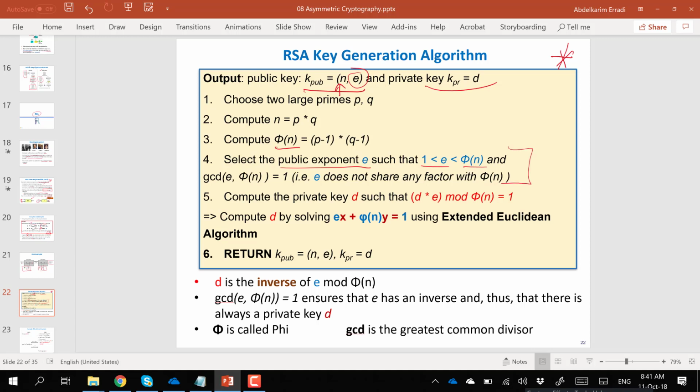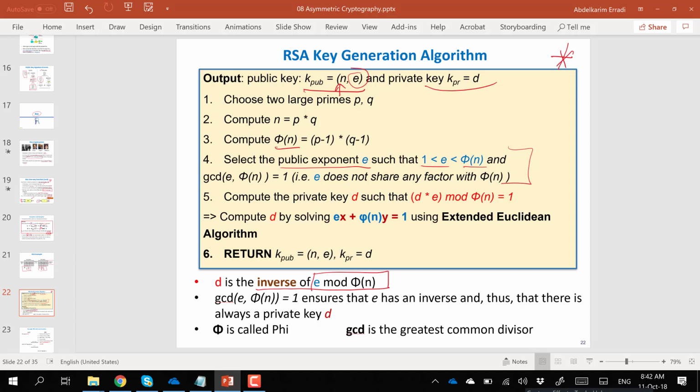After you select E, we now know N and we know E. What is left is D. D is nothing but the inverse of E modulus N. Now to solve this, this is the heart of the algorithm. To solve this, the RSA inventors used something invented 2,300 years ago, which is the Euclidean algorithm.